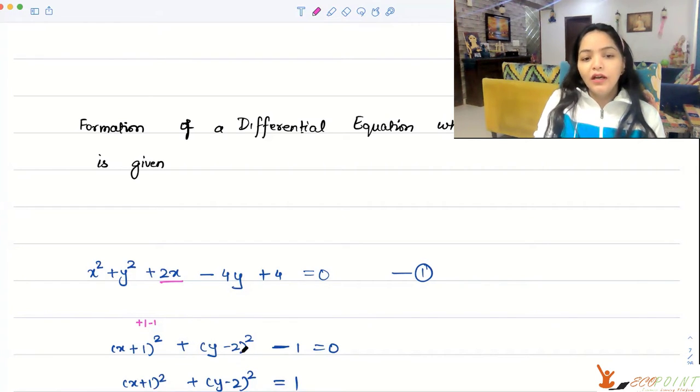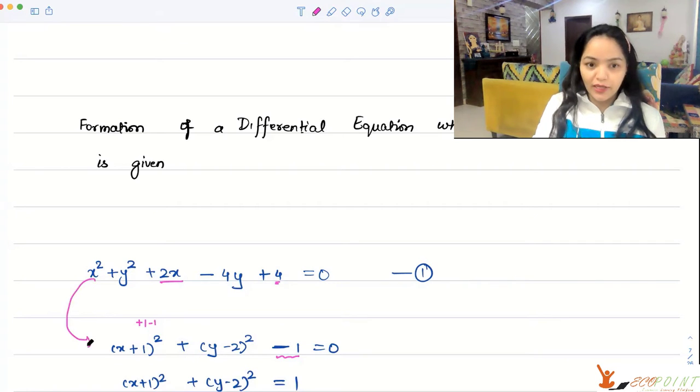Similarly here, clearly what has been used up? Actually nothing. What you have is 4. I can say that y square minus 4y plus 4 itself gives you y minus 2 whole square, right? So that means when I introduced 1 and subtracted 1, I'm left with minus 1 out here. So I can say that this equation is nothing but x plus 1 whole square plus y minus 2 whole square minus 1 equals to 0.